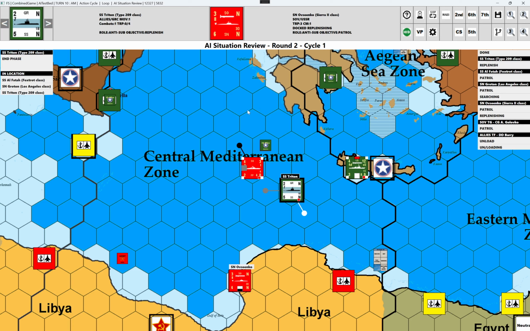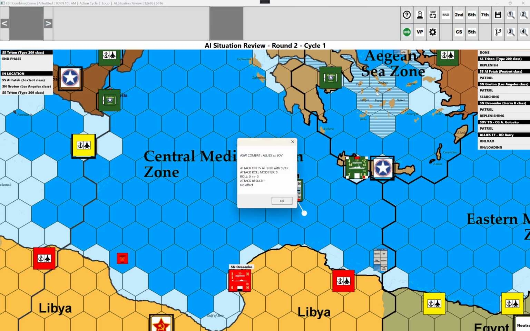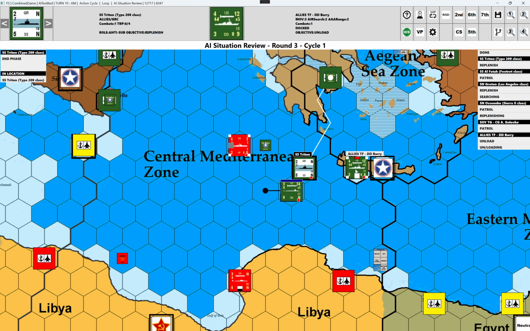All right, so that's it. Someone attacked the Libyans, missed. So once this round ends, the AA ships will disappear from this task force, and then this task force will now turn into a hunting task force. All right. Oh, notice the Greek sub is heading back to replenish.